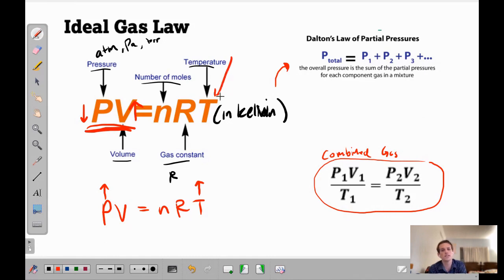We got temperature that could technically pull us into some thermodynamic land. Moles. Oh, this is stoichiometry, right? So now we can connect this to stoichiometry. There's lots of gas stoichiometry. This, like I said, can be connected to thermo and other things related to that. Volume can be connected to density. It can also be connected to things like molarity and pressure.